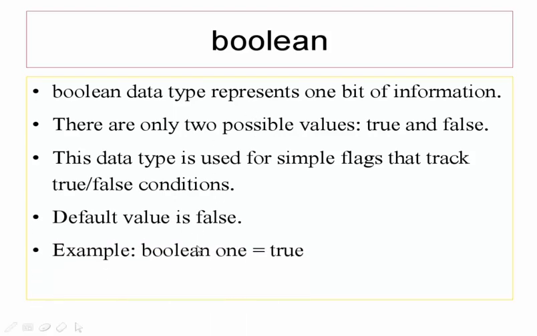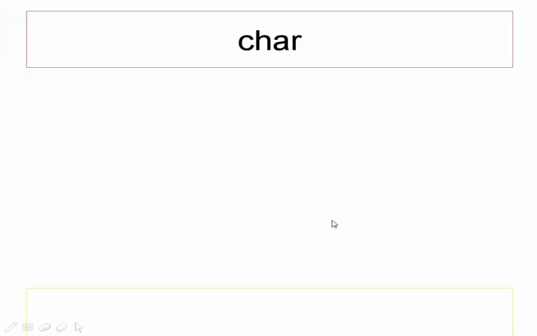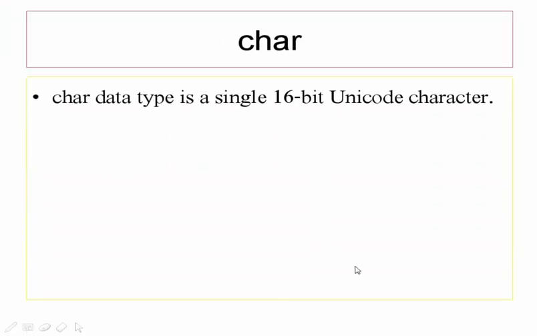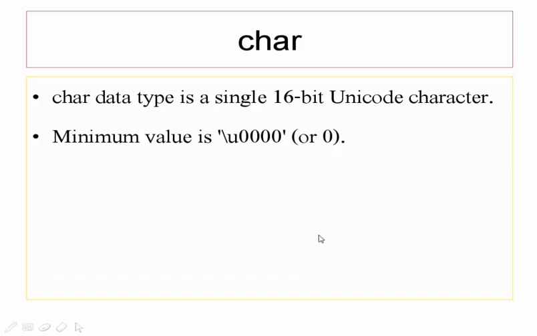The default value for boolean is false, and here comes another data type, which is char. Char is a single 16-bit Unicode character which is used to store a single character. For example, if you want to store capital A, small b, capital B, or any other alphabet, then I recommend you to use the char data type.